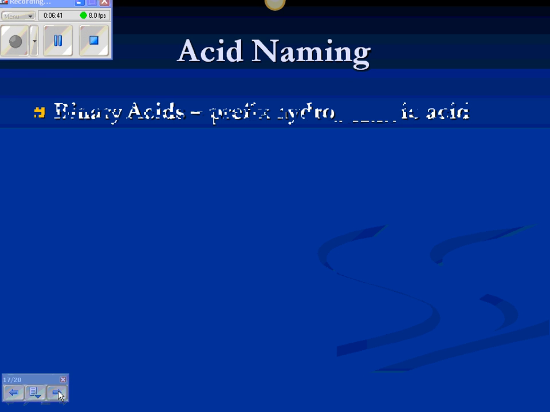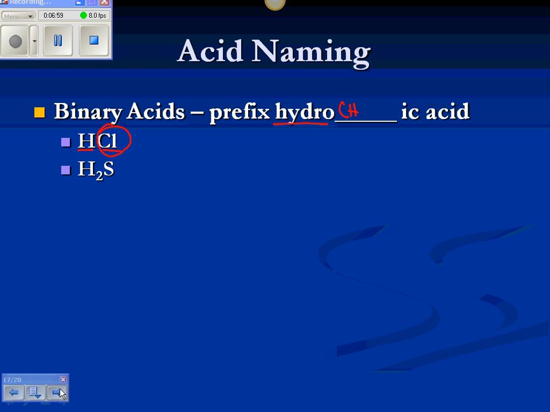Now, acids become a little bit tricky. We have to keep in mind two special circumstances. If it's a binary acid, which means I have just 2 elements, I add the prefix hydro. I have the element name, and I put that in the blank, so I would call this chlor. And I just add that suffix of ic acid.